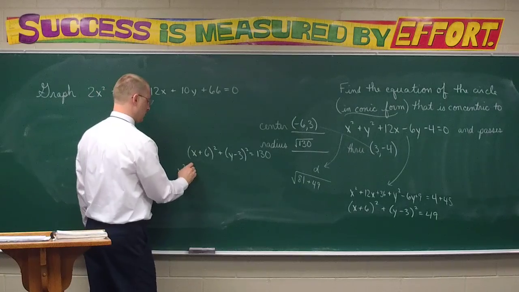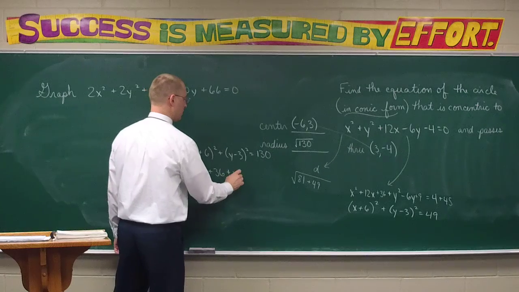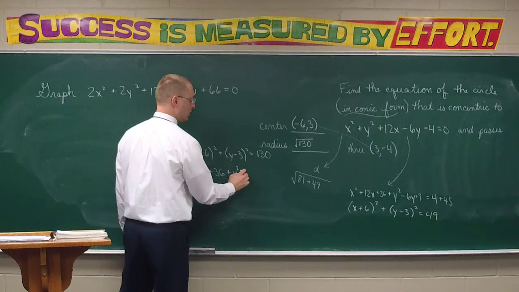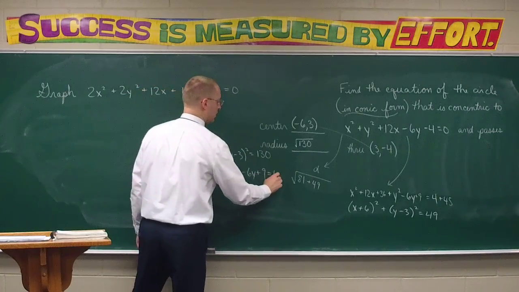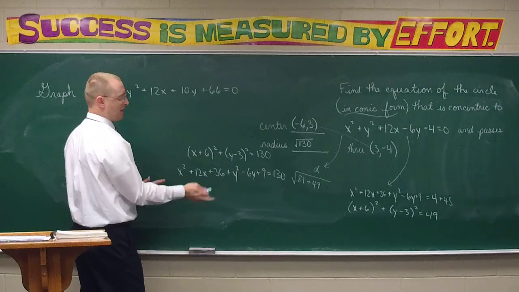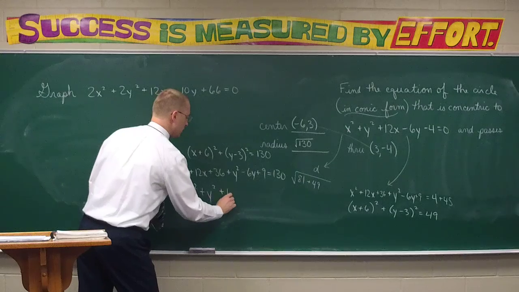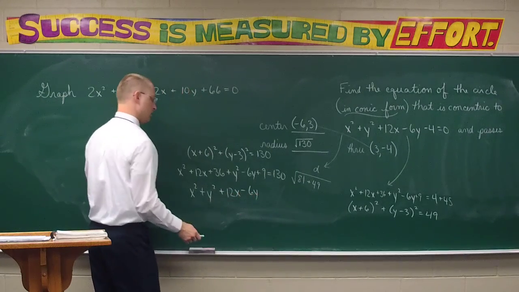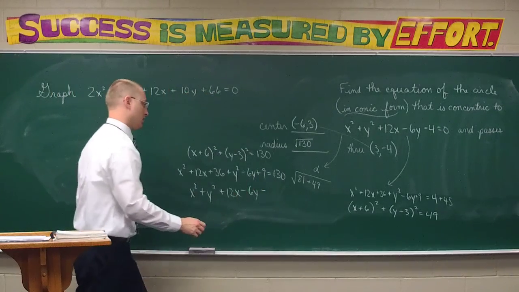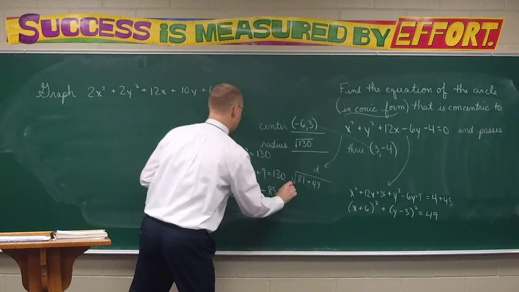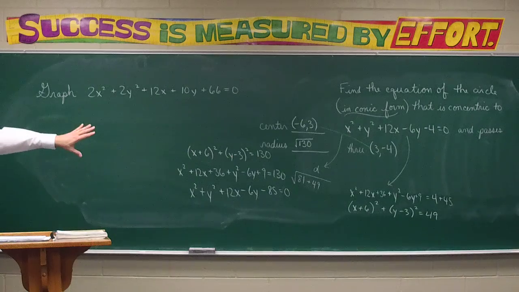X squared plus 12x plus 36 plus y squared minus 6y plus 9 equals 130. There we go. And then to make it look pretty, Quentin? X squared plus y squared plus 12x minus 6y minus 85 equals 0. I believe that is correct. Yes, there we go. Questions on that problem?